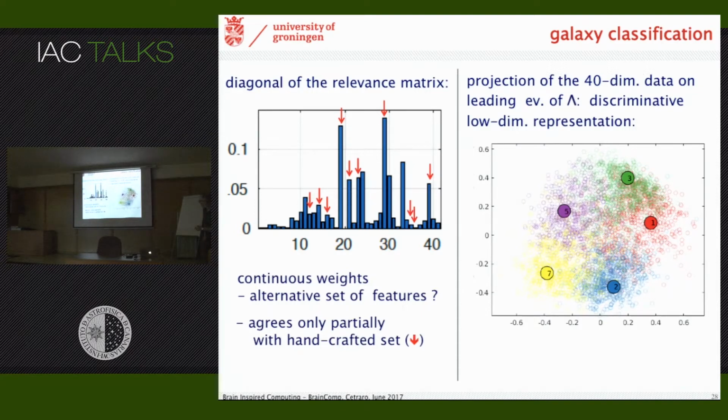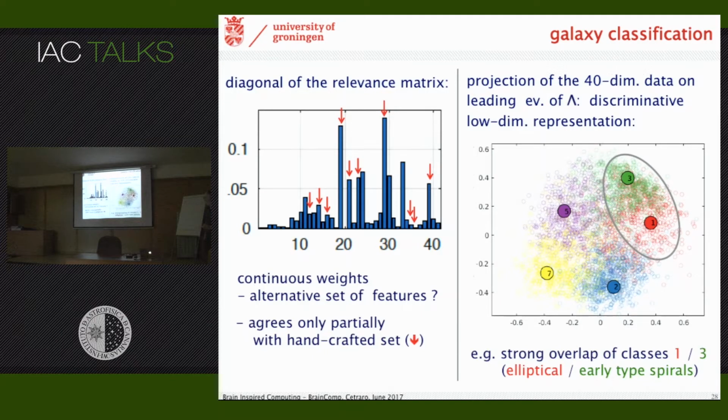If you look at the relevance matrix, the diagonal of the relevance matrix, then we see here that some features stick out. These seem to be important. And the red arrows here indicate which features the domain experts, astronomers in that case, had hand-selected as important in a previous paper. And you see that some of them are not at all important, apparently, at least not in the context of GMLVQ. So it gives you additional insight into the problem. Okay.